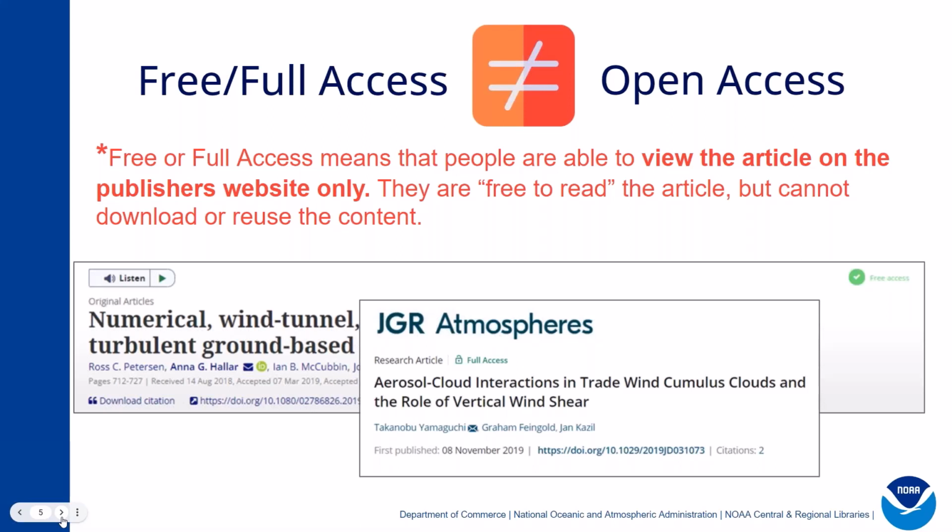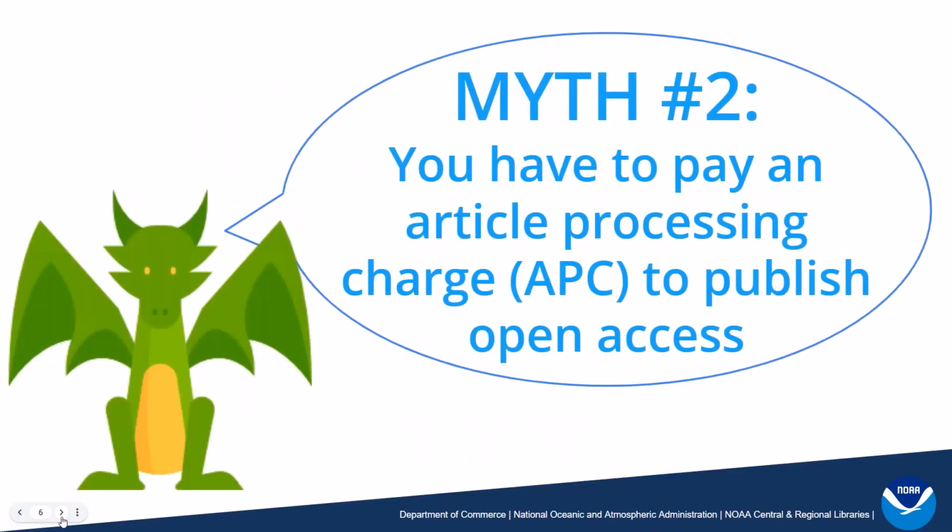But free access or full access is not the same thing as open access. So myth number 2: you have to pay an article processing charge, or APC, to publish open access. This is one of the few myths I have in here that isn't necessarily a true or false. It's sort of a false. It's partially false, and here's why.